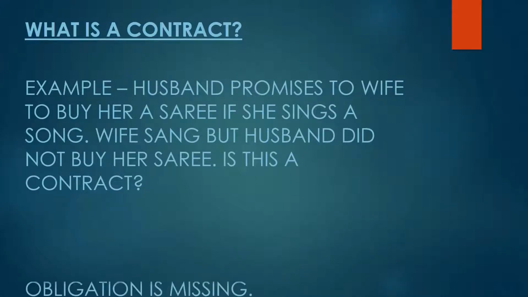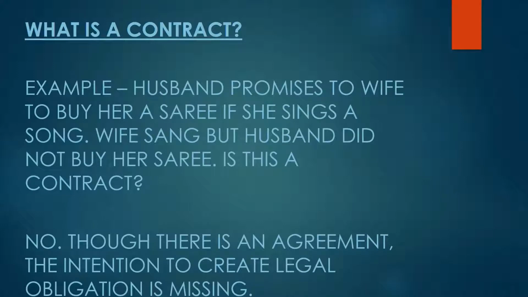Well, friends, of course, there is an agreement between husband and wife, but still it is not a contract for the simple reason that the intention to create legal relations or legal obligation is missing here. Wife never intended to take her husband to court because of this. She may fight with her husband, she may not speak to him for a few days, but she never intended to file a legal case because of this.